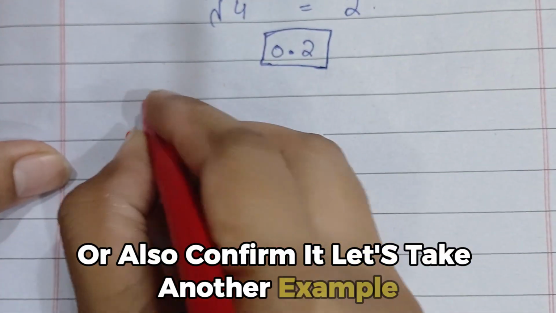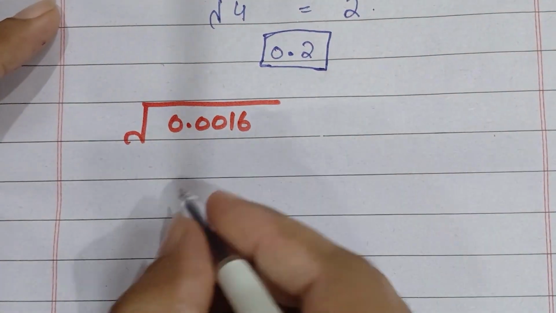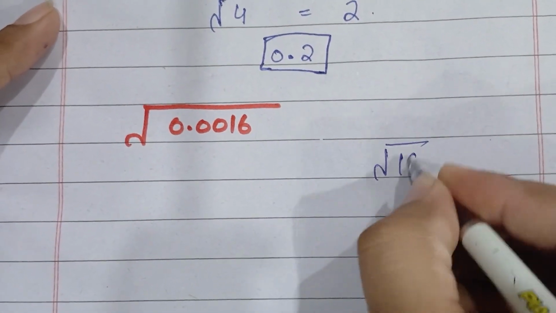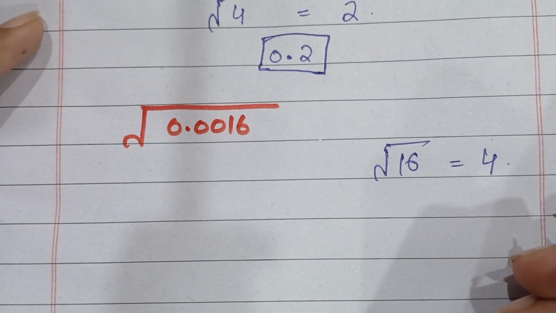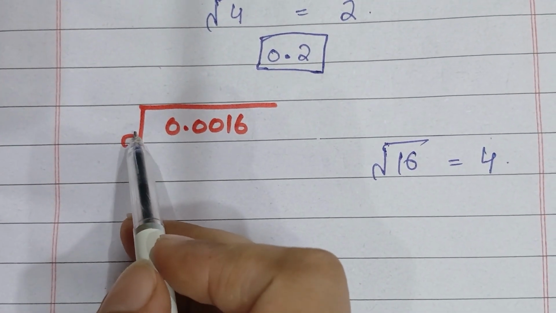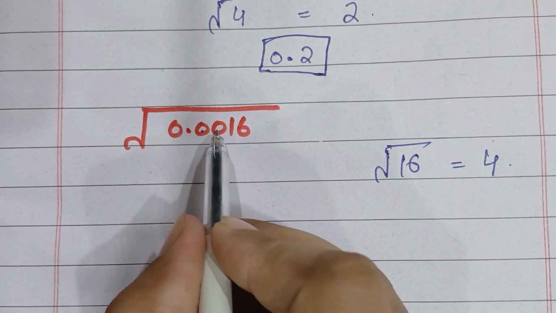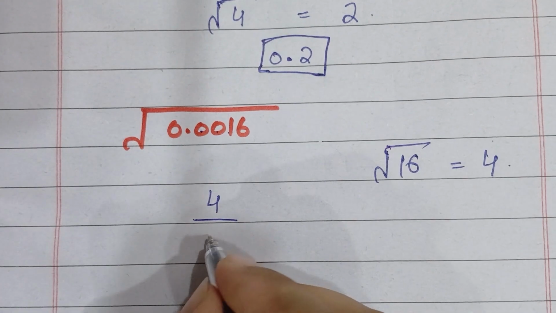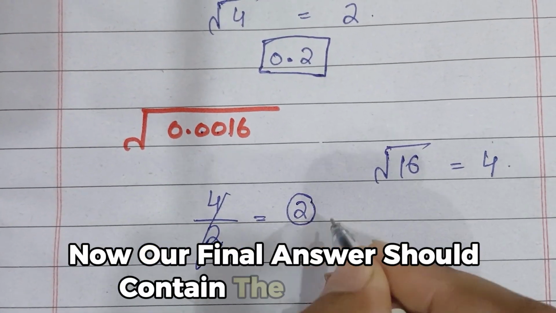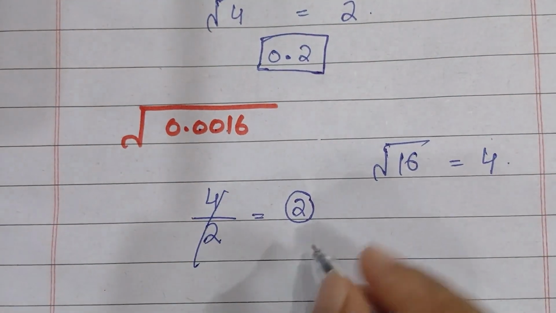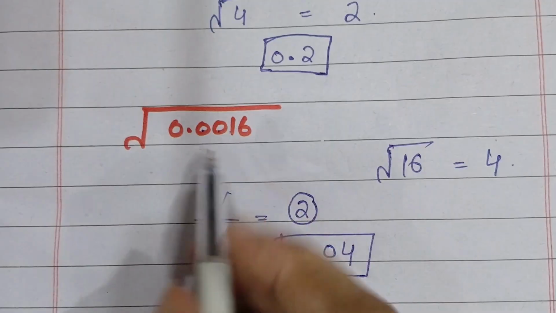Let's take another example. Square root of 0.0016. You also notice that the square root of 16 is equal to 4, because 4 times 4 is equal to 16. Now there is no index number mentioned at the square root, so you can always assume it's 2. Count the digits after the decimal, 1, 2, 3, 4, and divide by the index number, which is 2. The answer will be 2. Now our final answer should contain 2 digits at the right side of the decimal, which is 0.04. This is our final answer of this problem.